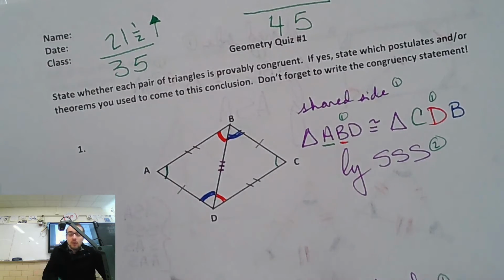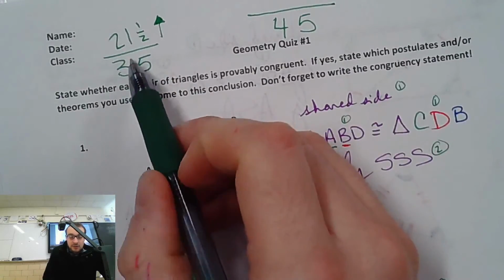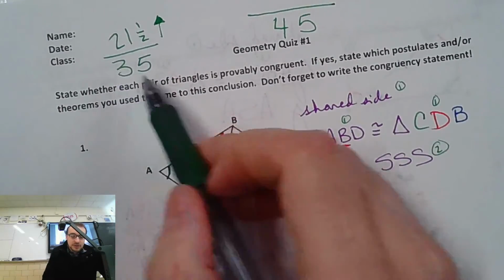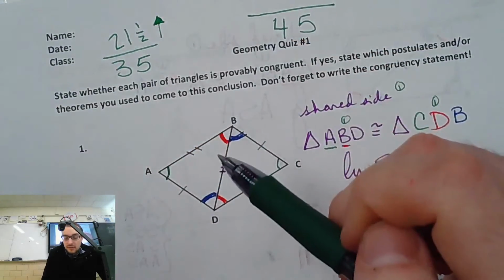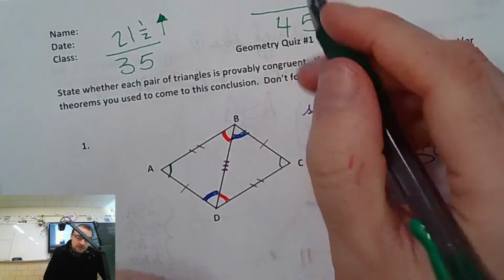So if you missed 4, you get a 31, right? Which is better than a 21.5. So then you move on. Then you subtract 4 from this. That'd be a 41, right? Then you round to 2 decimal places.